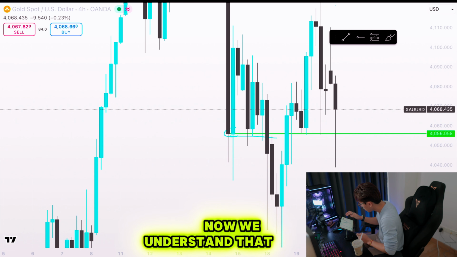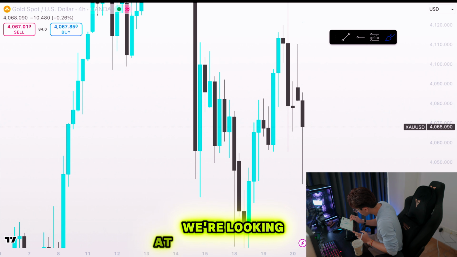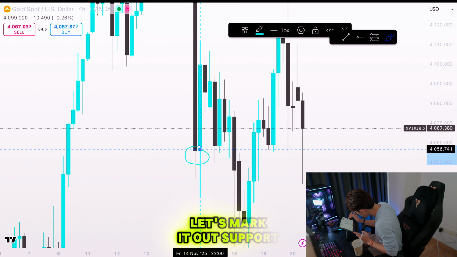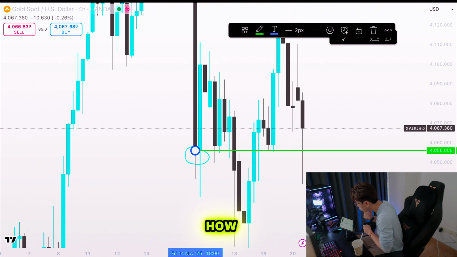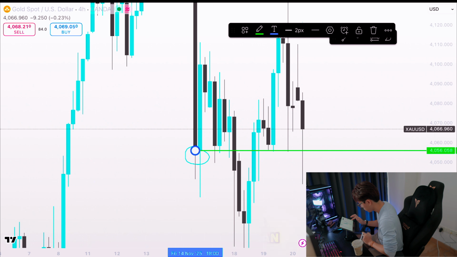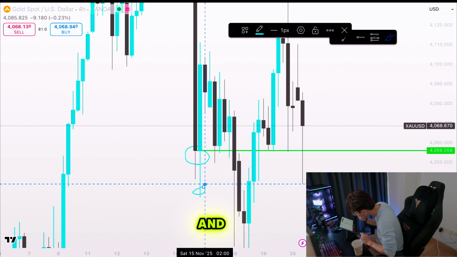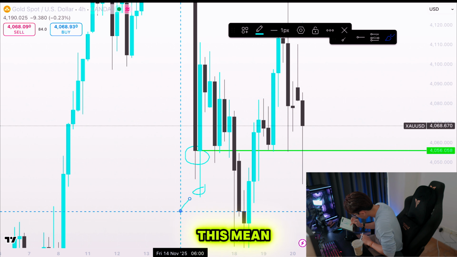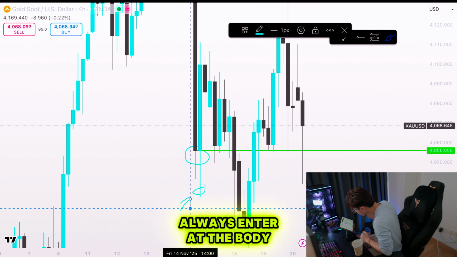Now, we understand that. So now we're looking at the H4 time frame, at the bearish candle, bullish candle, support form right over here. Let's mark it out. So the question you guys are asking is, how do we deal with the long wicks? But first, you must understand, what does a wick mean? The wick means that gold has touched this zone and then it rejected and then it flipped bullish, right? So what does this mean? Most of you like to enter at the wick, but I say no to that. Always enter at the body of the candle.